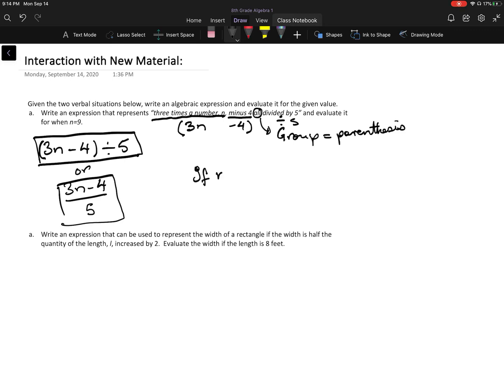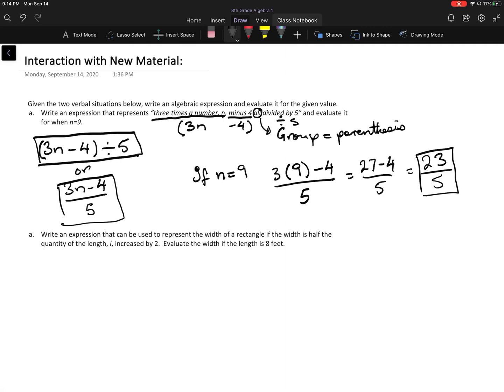So if n equals 9, then we're just going to substitute that in. So it's going to be 3 times 9 minus 4, all divided by 5. 3 times 9 is equal to 27 minus 4 divided by 5. 27 minus 4 is equal to 23 over 5. Okay? And this is our answer for this problem.